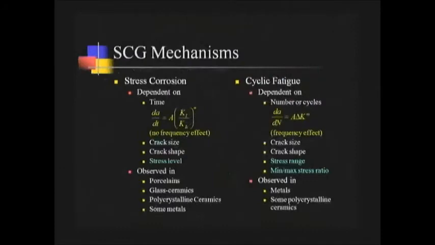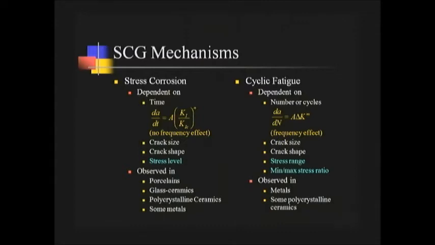So just to summarize that, we have two mechanisms for subcritical crack growth. One is stress corrosion, the other is cyclic fatigue. And the main differences are that stress corrosion does not depend on the frequency of cycling.